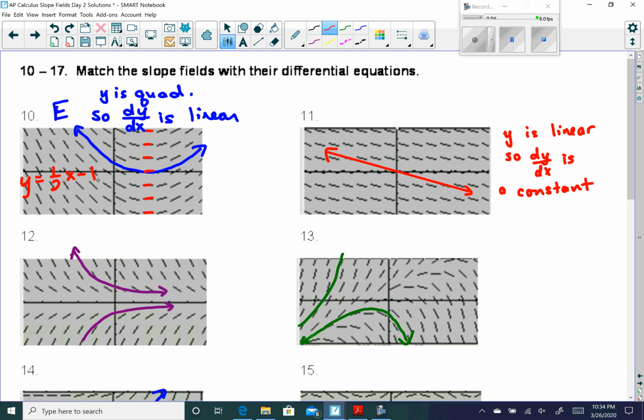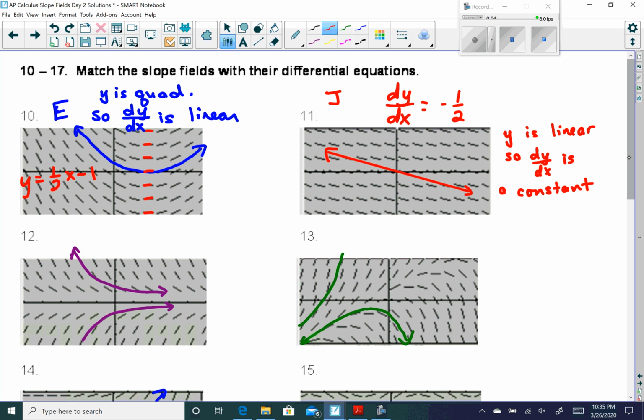All right, looking at 11, if we were to draw in a line or a curve here, it is a line. So we definitely know that y is linear, so that means dy over dx should be a constant. And all these little line segments here have a negative slope, so we're going to say dy over dx has to equal a negative number, and the only option for that is a -1/2, which it looks appropriate here. So this is J. So hopefully you guys are coming up with that.